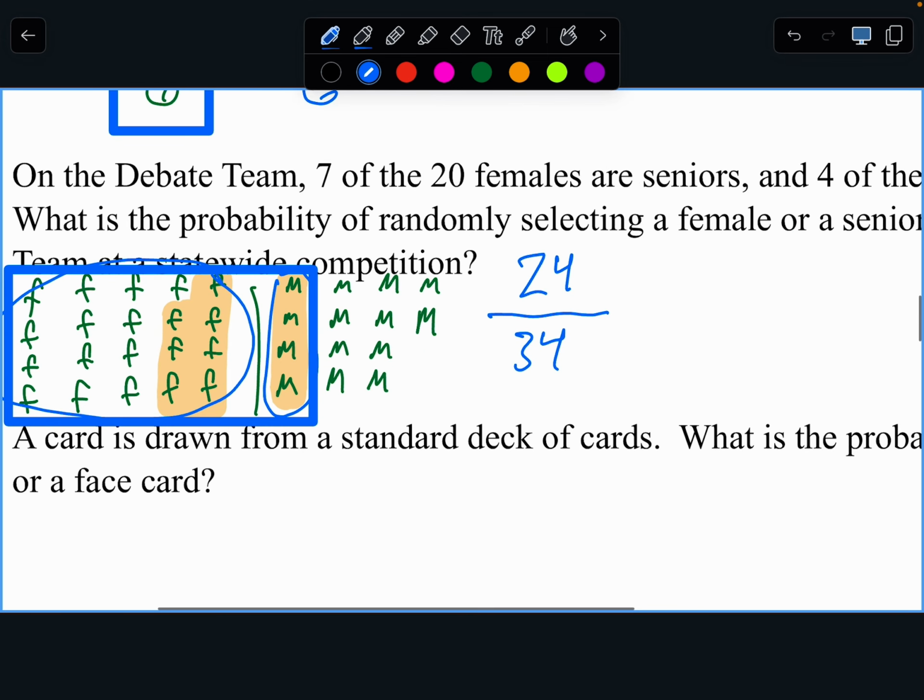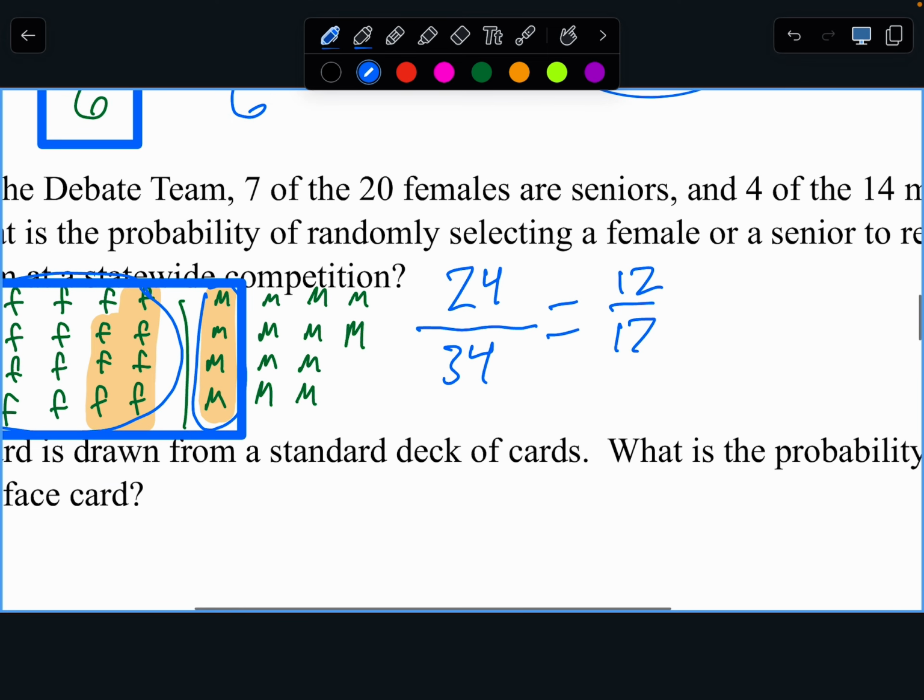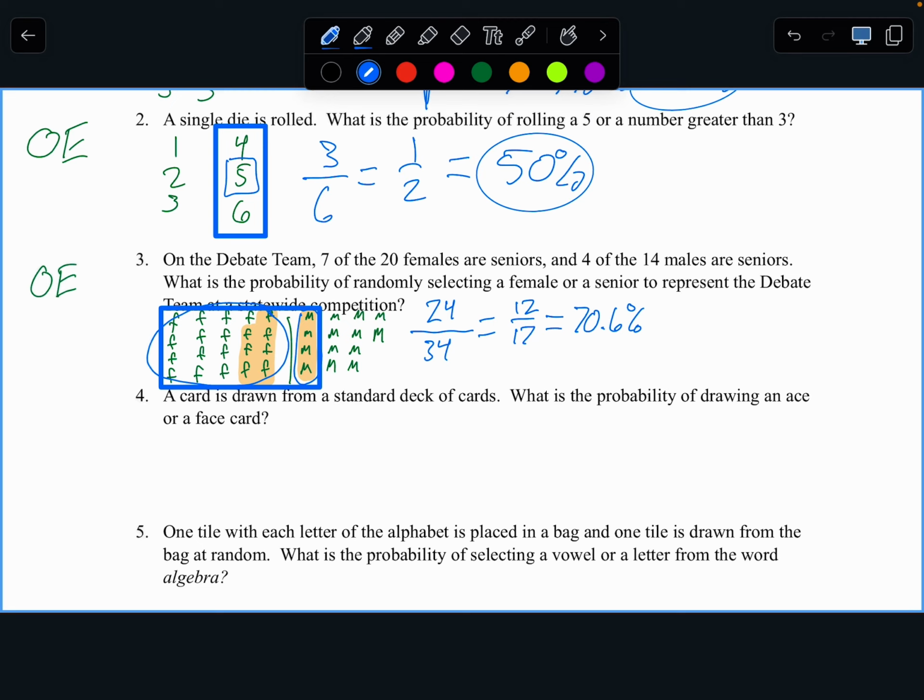This, of course, reduces down to 12 over 17, and then that as a percent is 12 divided by 17 times 100. This is 70.6%. So go ahead and work on the remaining 9 problems. Make sure we hit everything we need to: find the probability, determine if they're overlapping or mutually exclusive, draw out the sample space, then write your answer as a percent.